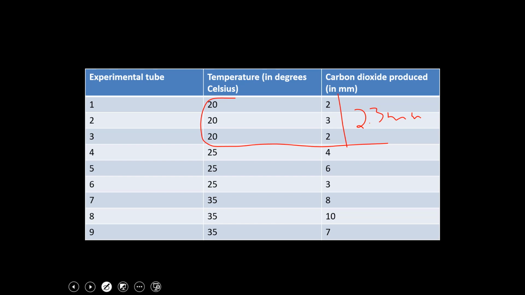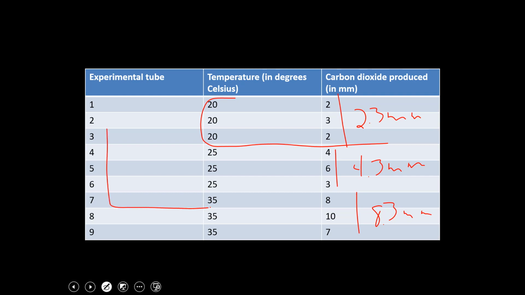Then take the next 3 and average those together, and you would find that they produced 4.3 millimeters of carbon dioxide. Take the last 3. They produced 8.3 millimeters of carbon dioxide. Once you have the average, at that point you can graph your data. When you graph your data, I'm trying to figure out if I can do it on this screen or if I need to do it someplace else. I'm going to do it over here.